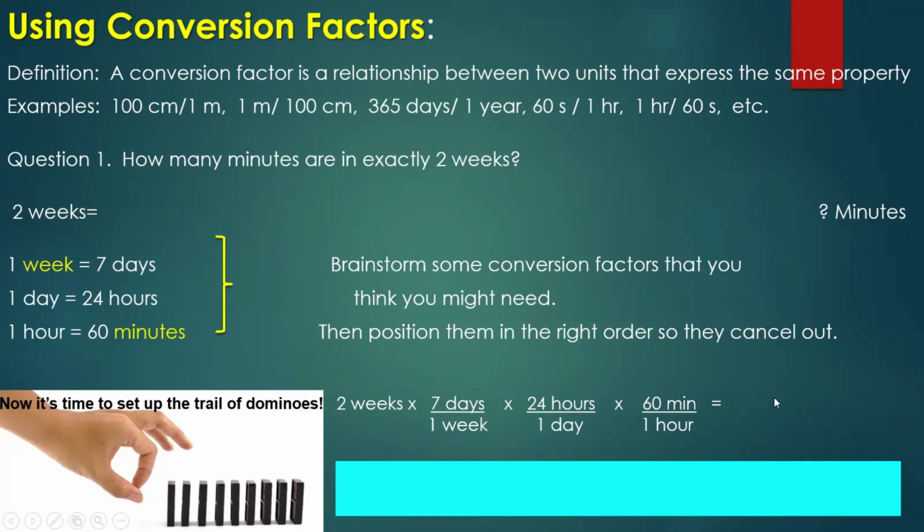Okay, now watch how fun it is to cross it all out. So we can cross out weeks and week. It doesn't matter if there's an S on one or not an S on the other, if they're the same thing. Then we're going to cross out the days. Then we're going to cross out the hours. And now all that we have left is minutes. So you can use your calculator and multiply 2 times 7 times 24 times 60, and it's that many minutes. So 20,160 minutes is our answer.